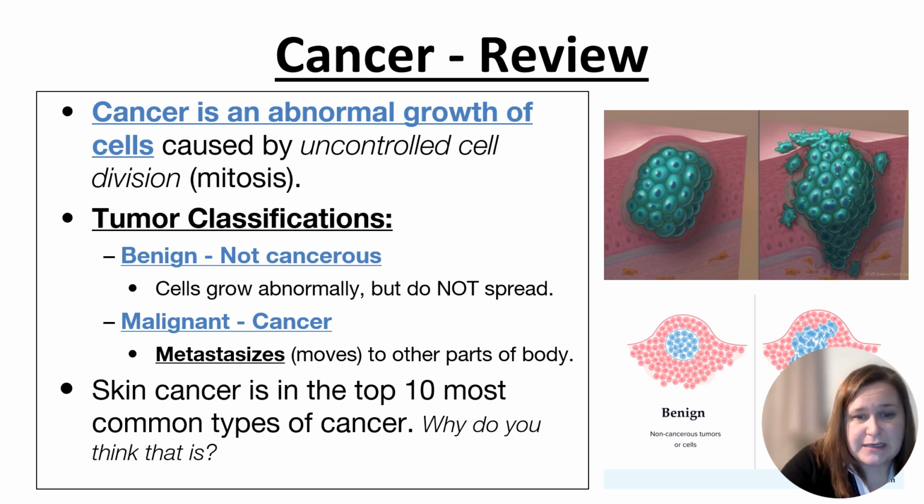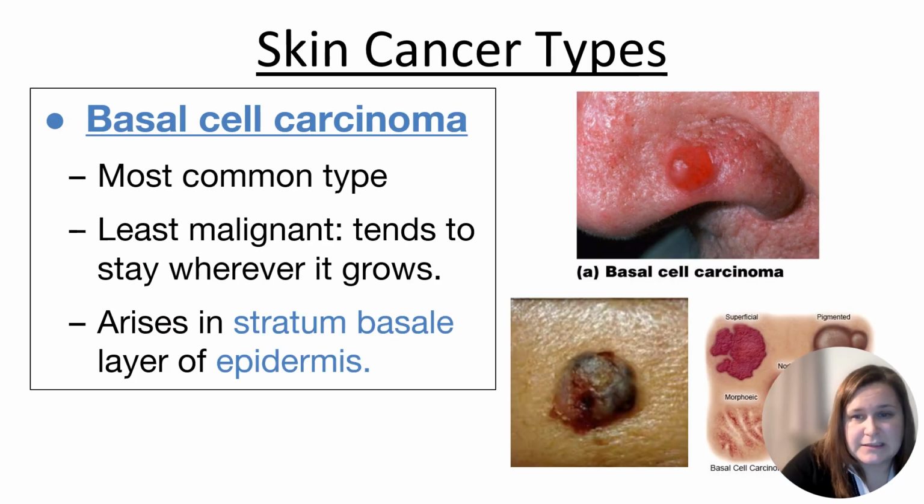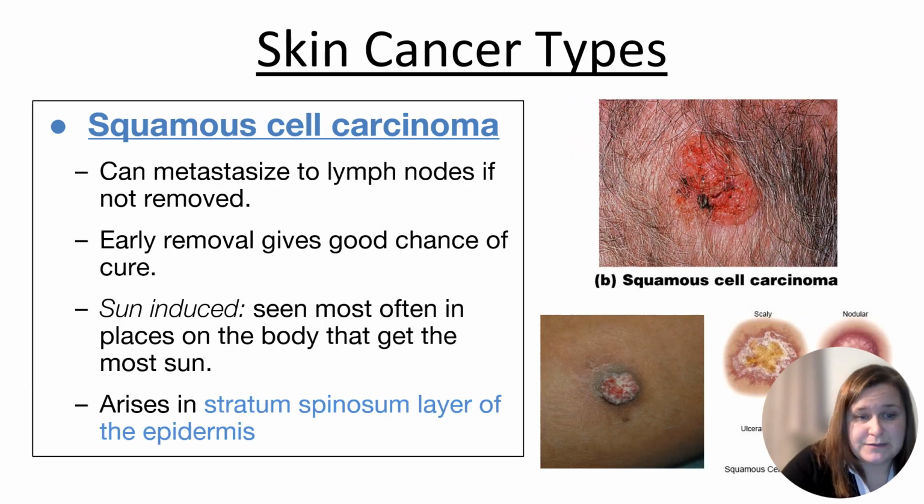Skin cancer is in the top 10 most common types of cancer. This is primarily because the sun is a little bit inescapable. So let's talk about a few different kinds. First we'll talk about basal cell carcinoma. This is the most common type of cancer. It is the least malignant, so it tends to stay wherever it grows. And it is going to arise in the stratum basale layer of the epidermis.